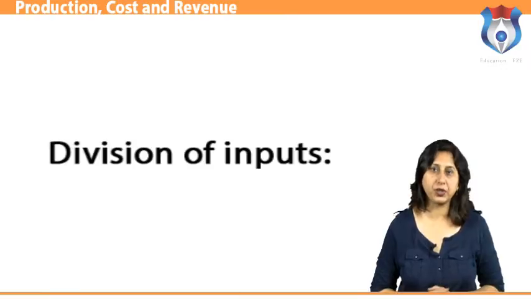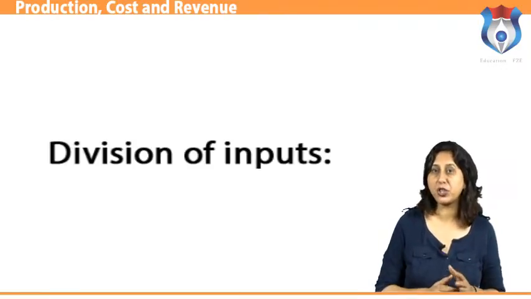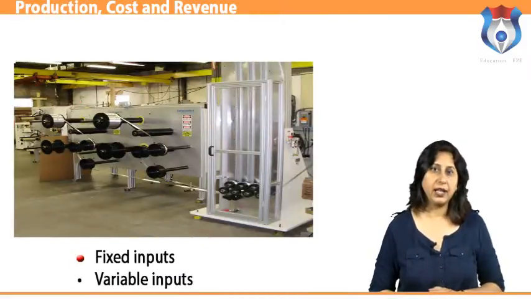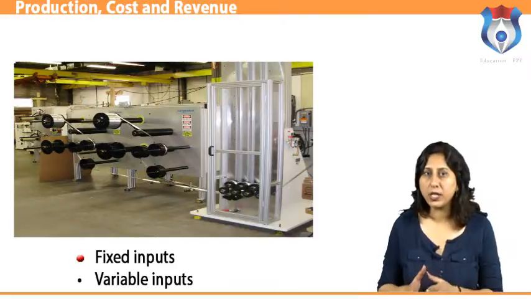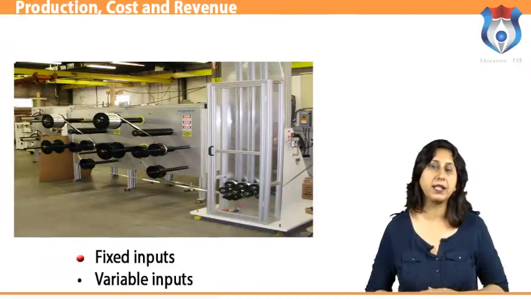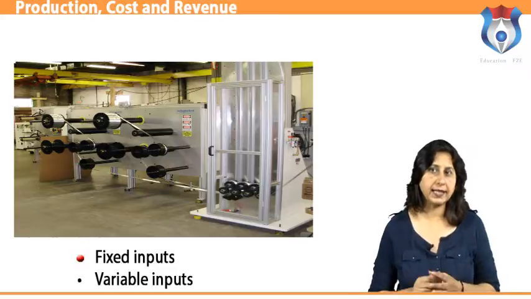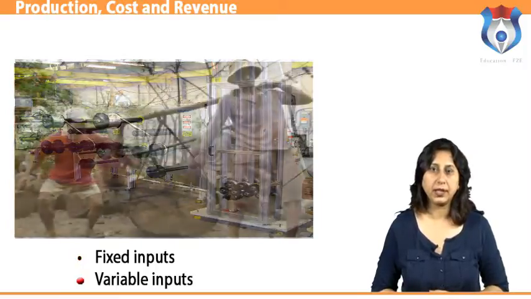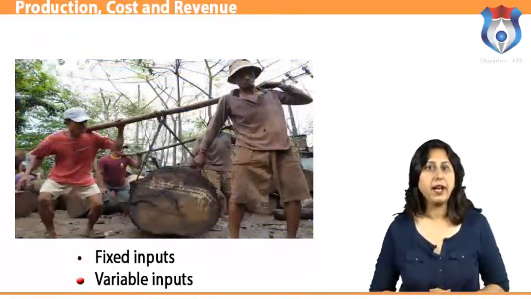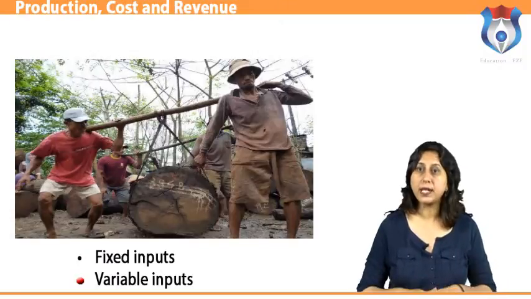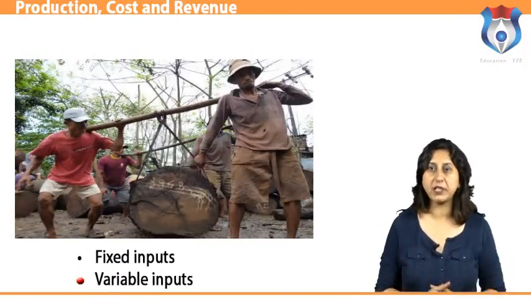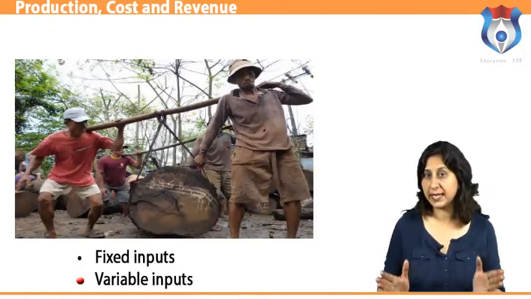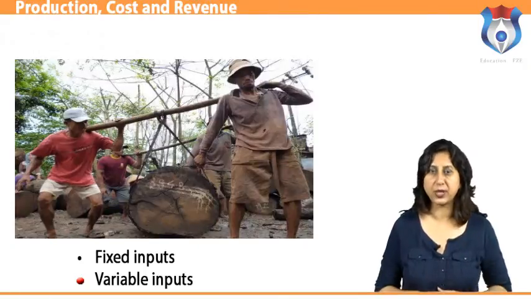Another important distinction that should be clear is the division of inputs into two categories. A fixed input is one whose quantity cannot be varied during the time under consideration. Inputs classified as fixed include the plant and equipment of the firm. On the other hand, a variable input is one whose amount can be changed during the relevant period. For example, in the construction business, the number of workers can be increased or decreased on short notice.